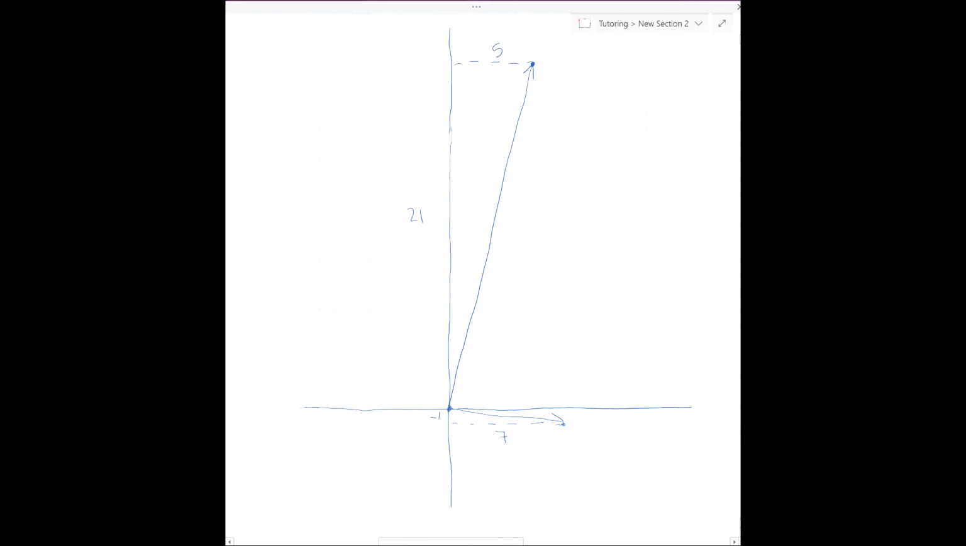I already sketched the two vectors on the graph. For the first vector, this is vector u, 7 comma -1, and this is vector v, 5 comma 21. First of all, we can say for sure that they are not parallel. It's too obvious since we sketched it out: they cross each other, so they cannot be parallel lines.